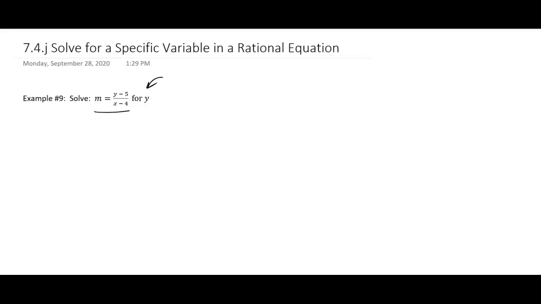So they want us to take that equation, m equals y minus 5 over x minus 4, and they want us to get y by itself. We don't know what m is, we don't know what x is. We're just going to try to get y by itself. We're going to use the same techniques we were using to solve rational equations.